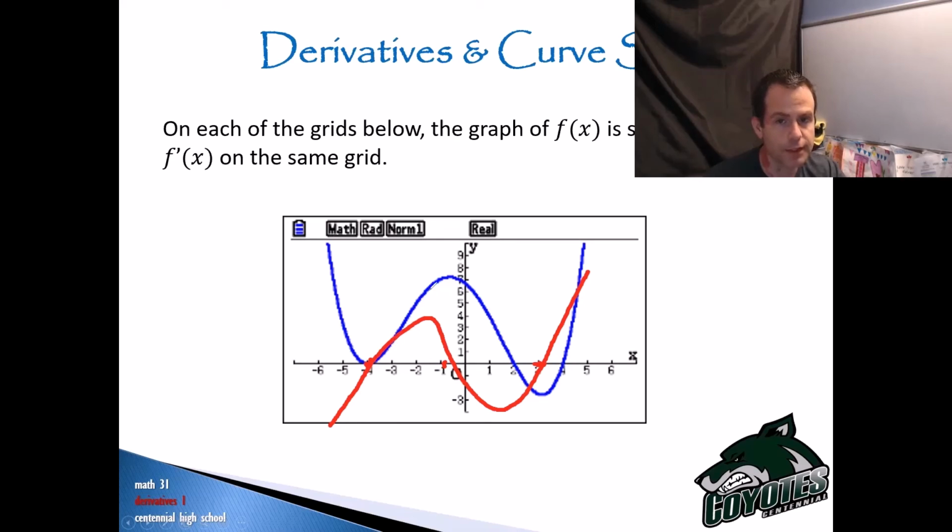I'm increasing, so I'm positive. I'm decreasing, so I'm negative. And then I'm increasing, so I'm positive. Okay. And then this is the actual graph. Whoops, sorry.